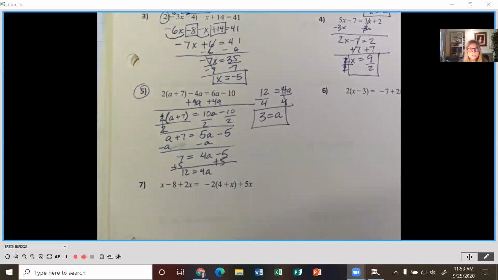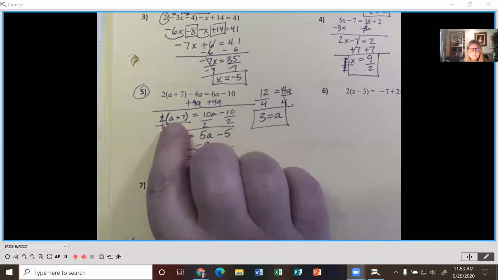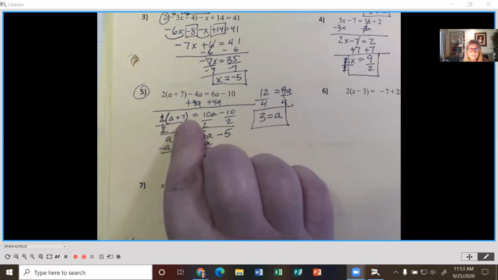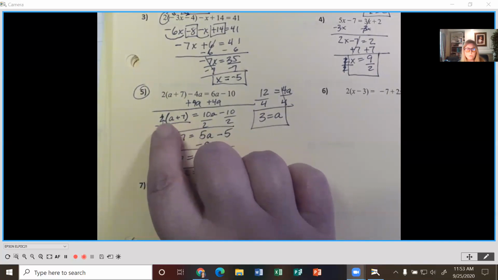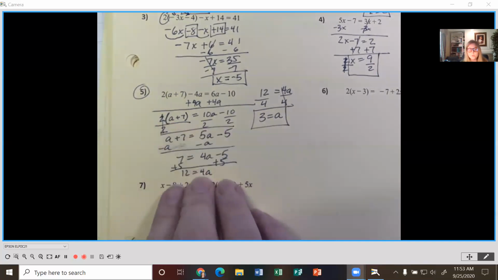Okay, so that's just another way if you don't want to distribute. And sometimes we want to avoid distributing, especially if we have some unusual numbers in here or decimals or fractions that don't have a common factor, that won't cancel out. Okay, so that's just another way. We're not going to do that on the homework. I just wanted to show that to you so you can kind of keep that in mind.